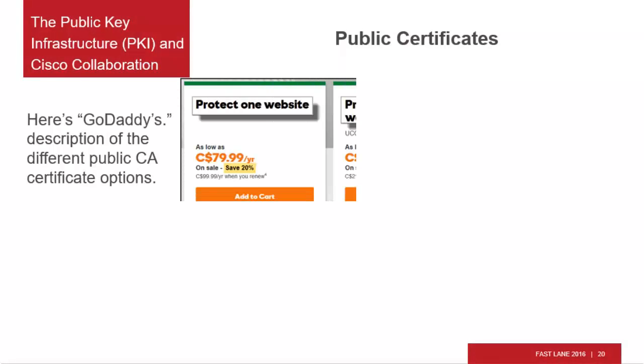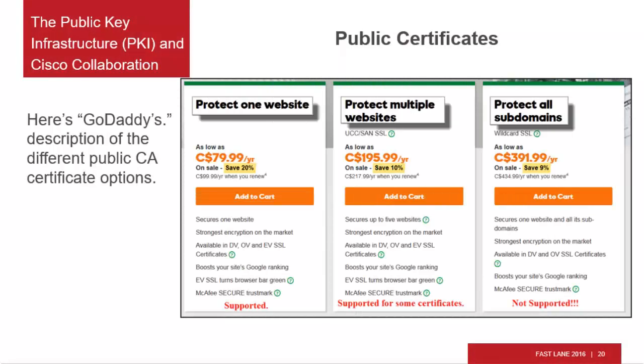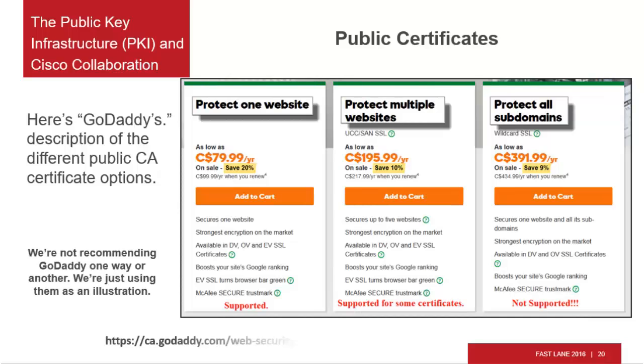Here's GoDaddy's description of the different public CA certificate options. We're not recommending GoDaddy one way or another. We're just using them as an illustration. Information describing options for public certificates is readily available on the Internet, and it's not difficult to figure out. Note that these are yearly costs and that the multi-server certificates are more expensive, but will certify 5 servers. For example, the publisher, 2 subscribers, and 2 IM&P servers in a 5-server cluster.